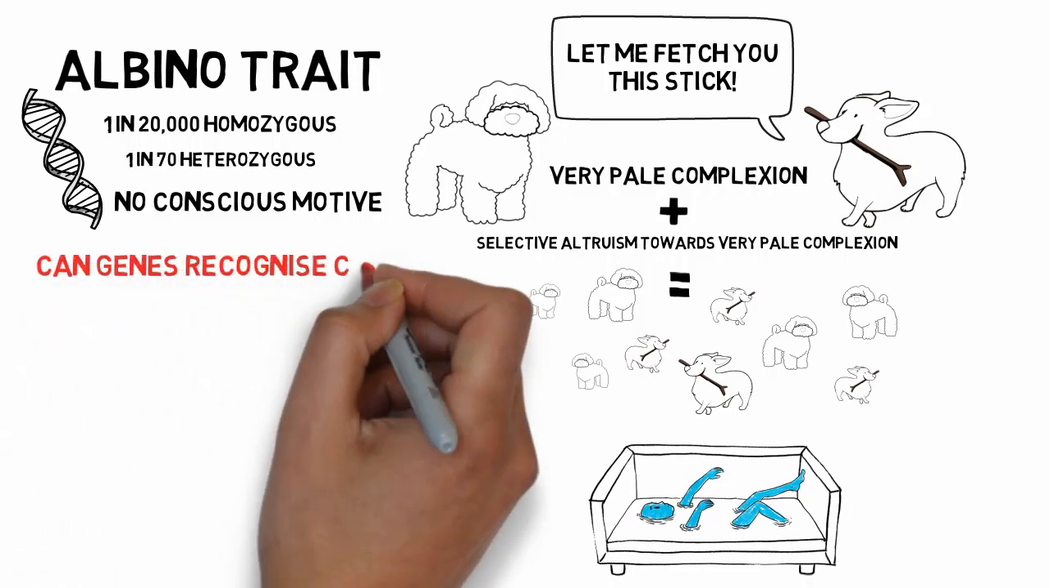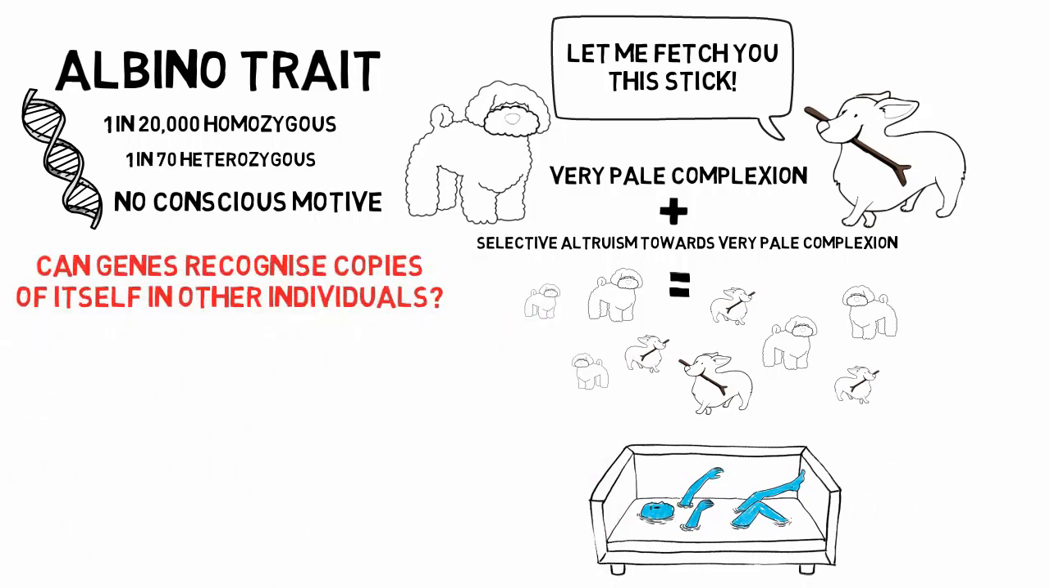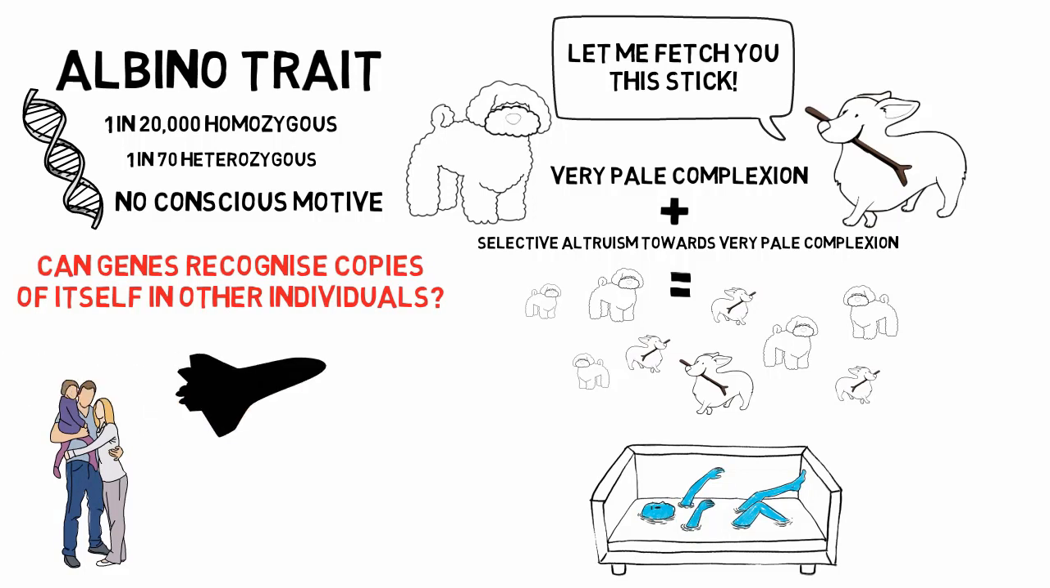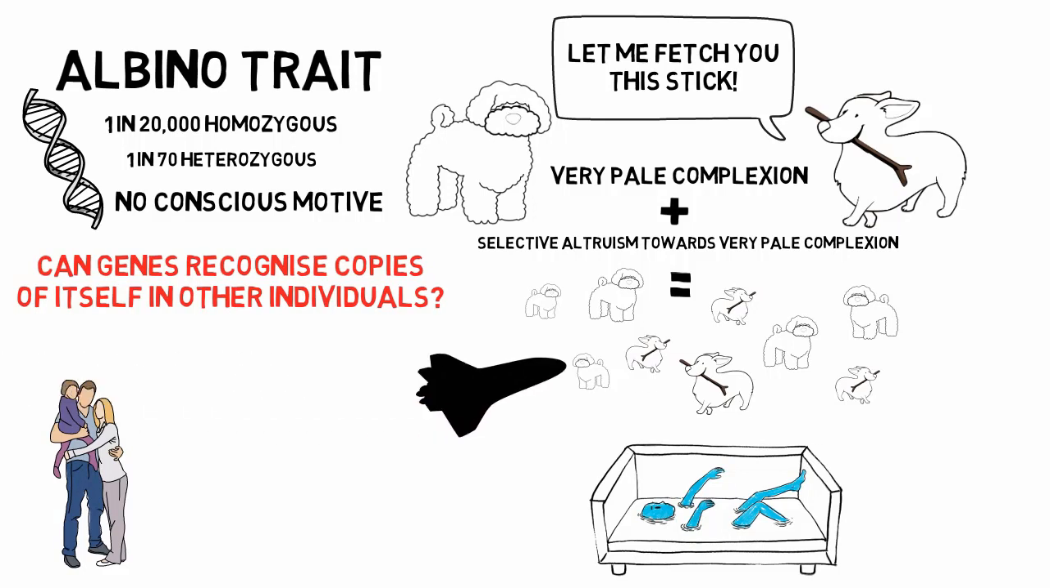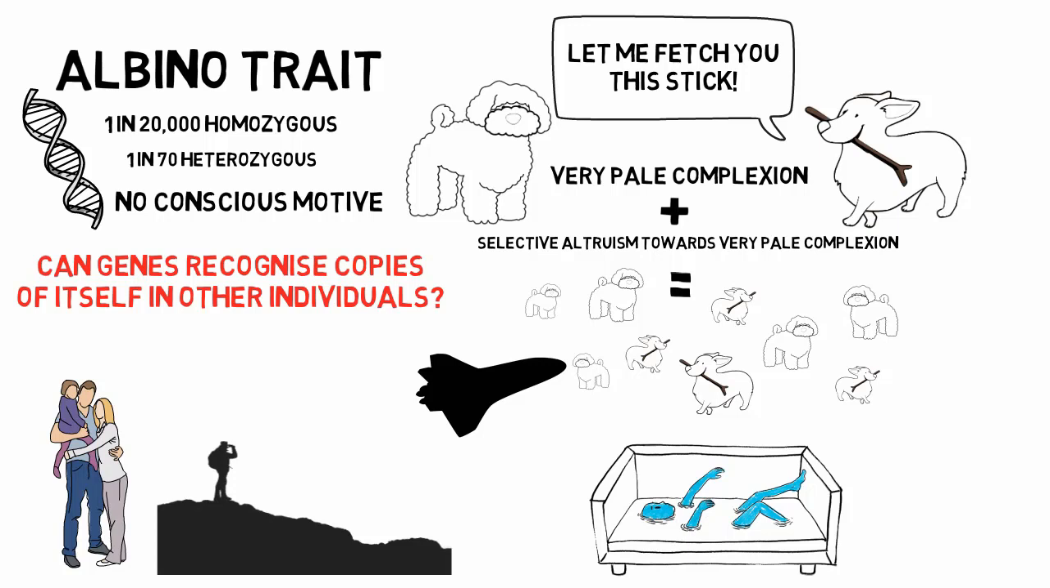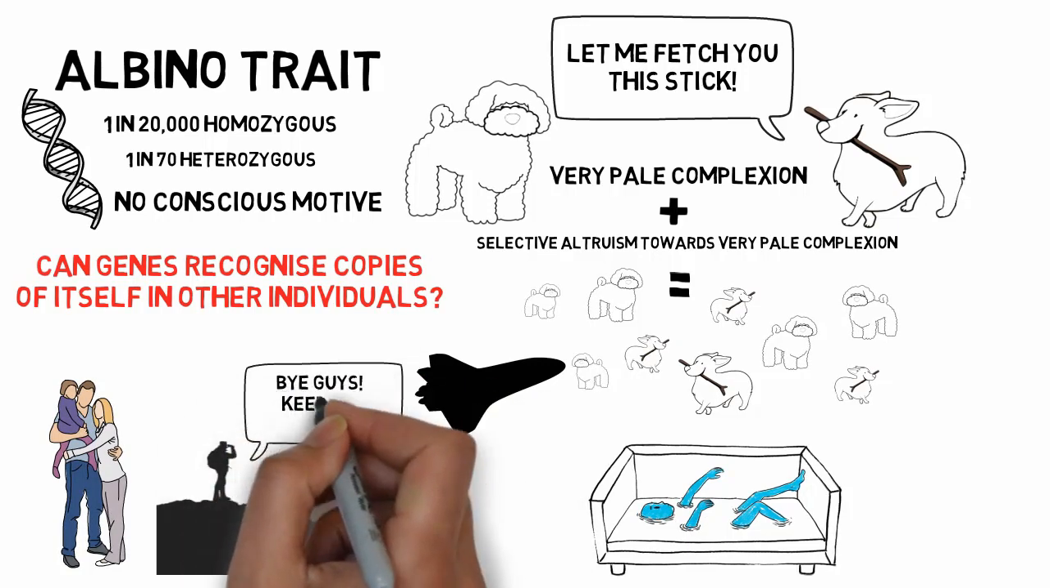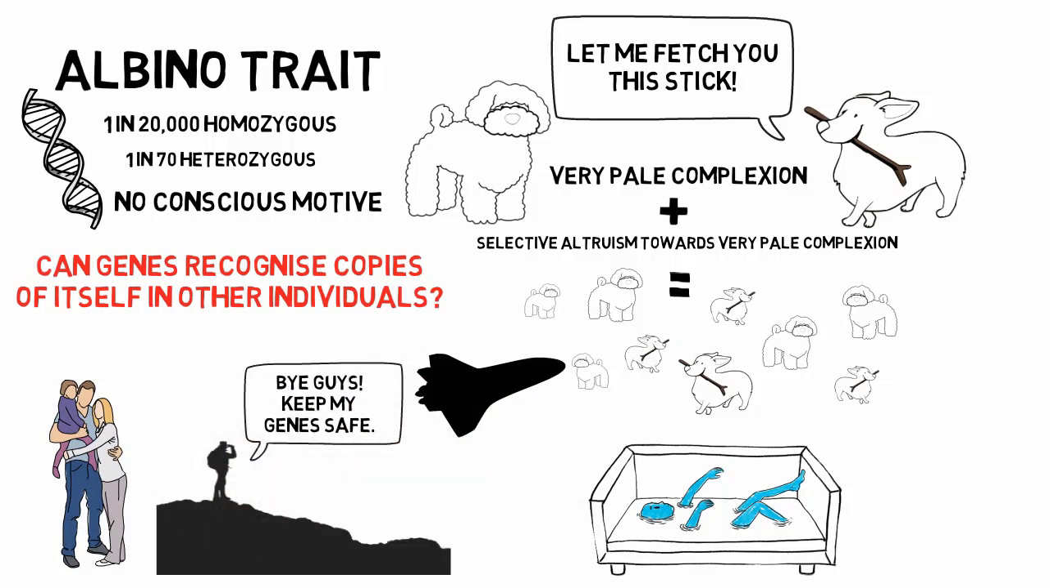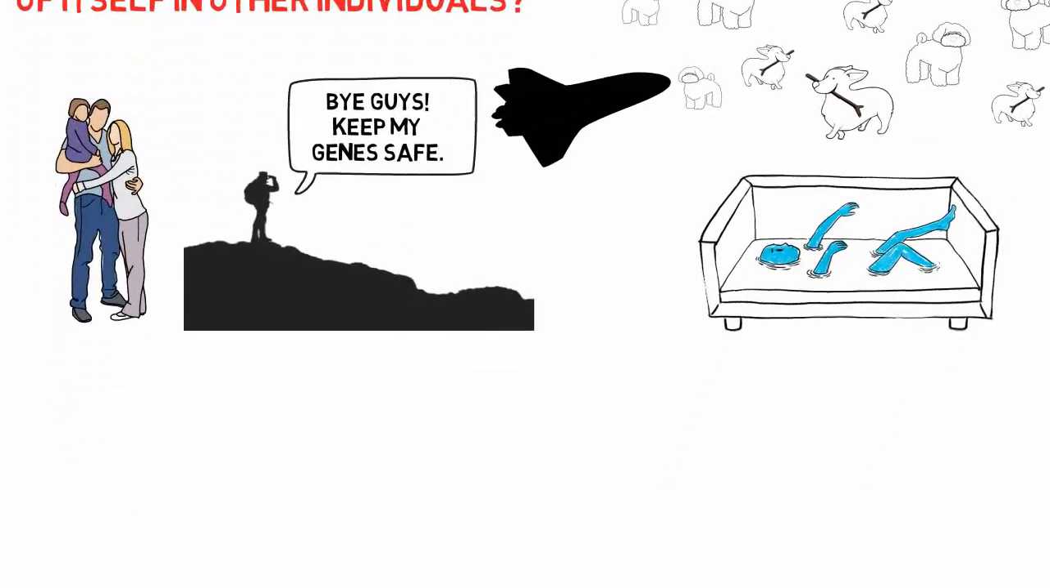Can genes recognize copies of itself in other individuals? Obviously, close relatives have a high chance of sharing genes, and this is clearly demonstrated by the altruism of parents towards their young. An individual that dies in order to save 10 close related individuals who also have copies of their kin altruism gene allows more copies of the same gene to survive.